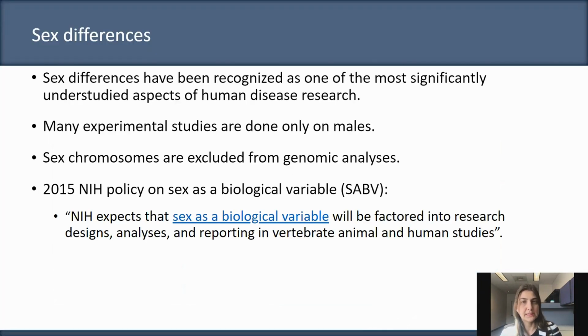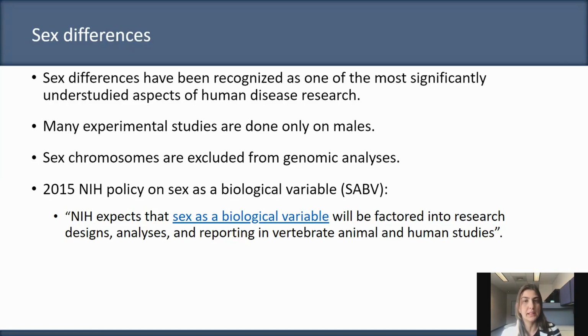So sex differences have been recognized as one of the most significantly understudied aspects of human disease research. Historically, sex has not been accounted for. So if we look in the literature, many papers don't even report the sex of their samples. A lot of experimental studies are done only on males. Even clinical trials have recruited only males in the past.